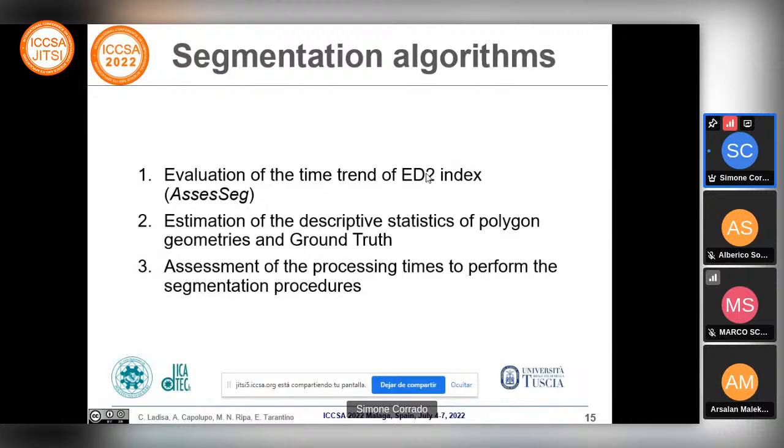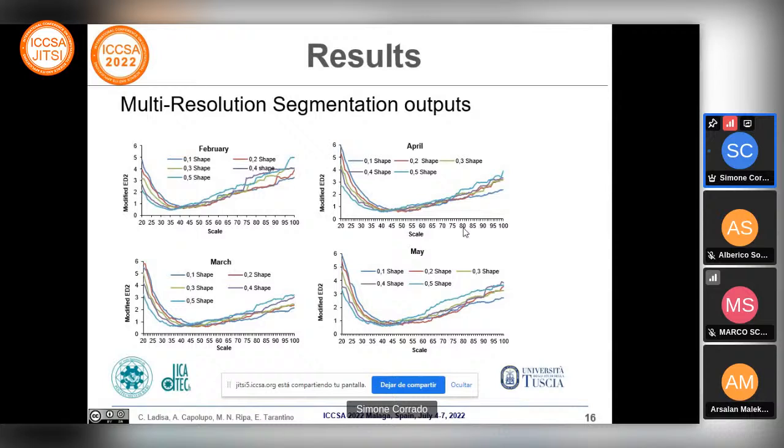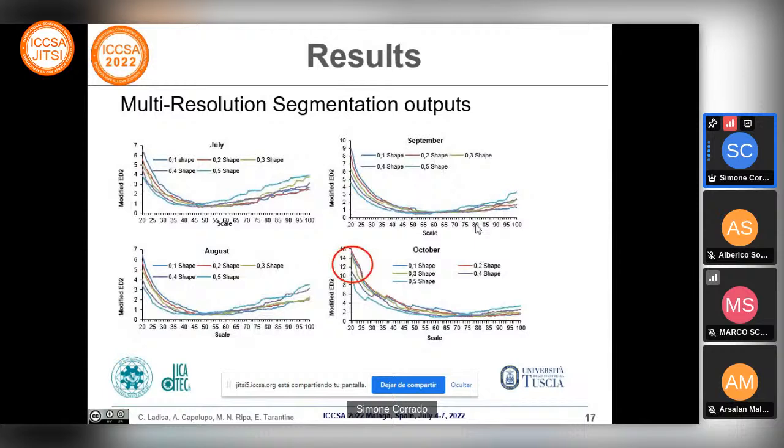So this figure reports the trends of the modified AD2 index for all segmented images produced by applying eCognition Developer. Most of the images reach the lowest AD2 value, setting the shape equal to 0.5 and the scale range between 36 and 55.